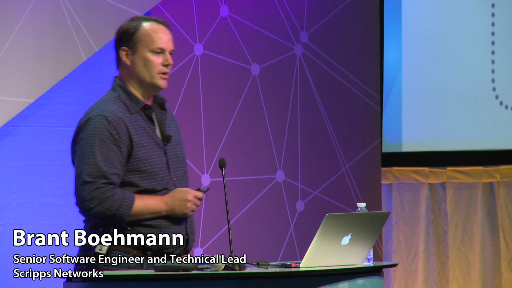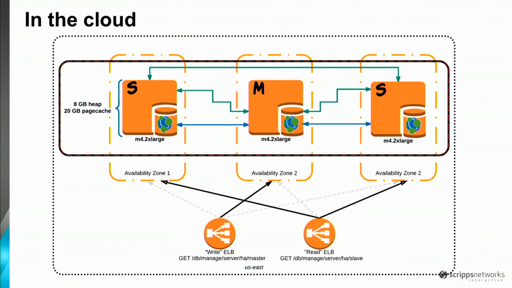So we run our graph in AWS. This is the topology of it. We have a cluster of 3 in HA mode. The database is running on EBS volumes on EC2 instances that are M4.2XLs. These are fairly moderately sized machines with 32 gig of RAM. We have an 8 gig JVM heap and a 20 gig page cache. That gives us a little room to grow because we've got about a 17 gig footprint on disk of the database.